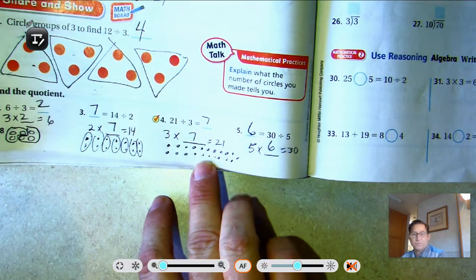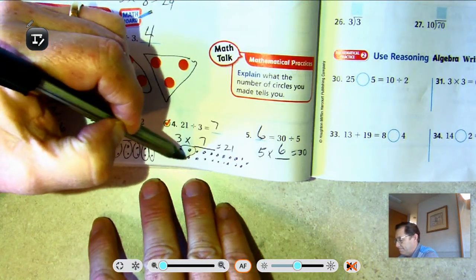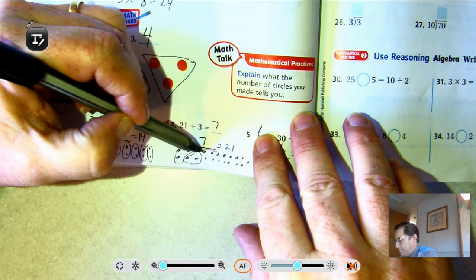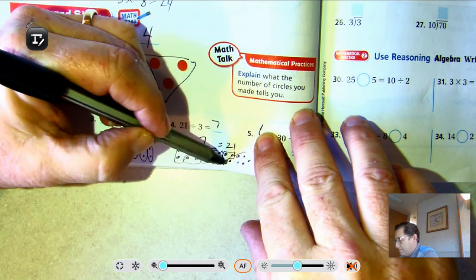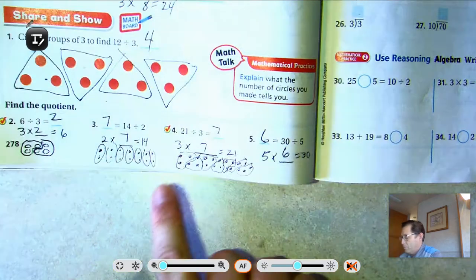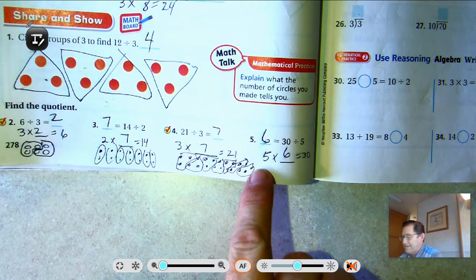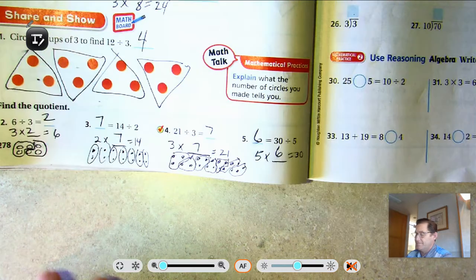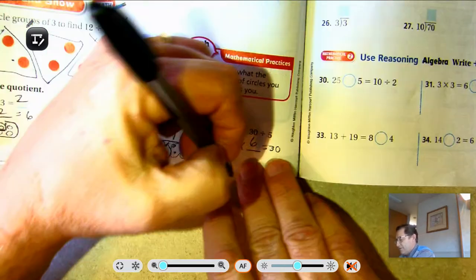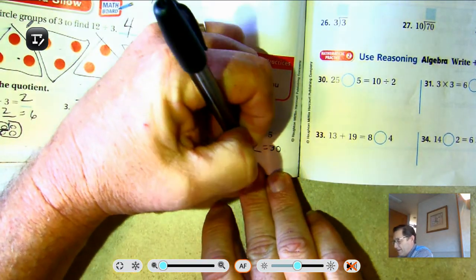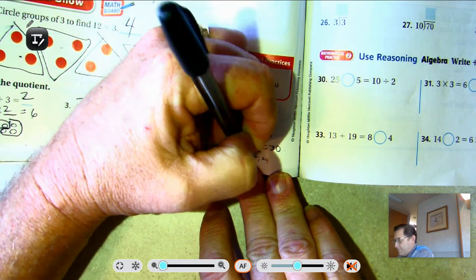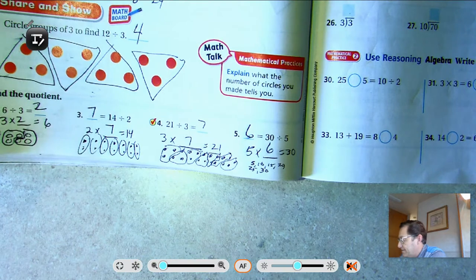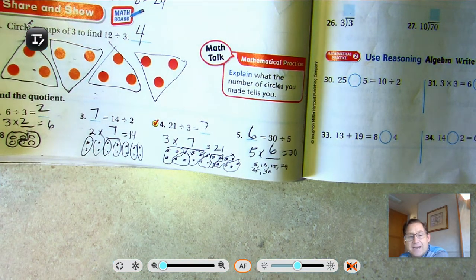And we're putting them in groups of 3. 1, 2, 3, 4, 5, 6, 7. And then 30 divided by 5, I would just actually count up by 5s. If I didn't know it, 5, 10, 15, 20, 25, 30. And we see that I counted 5s 6 times.